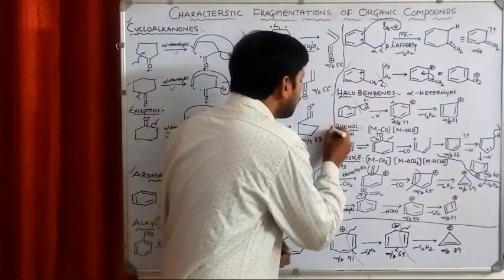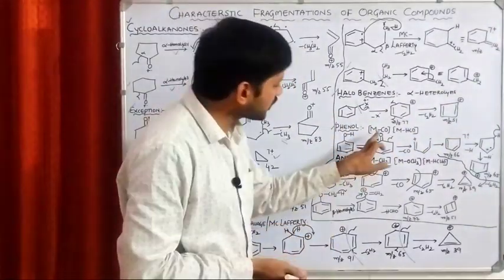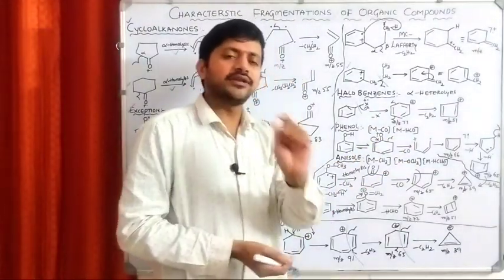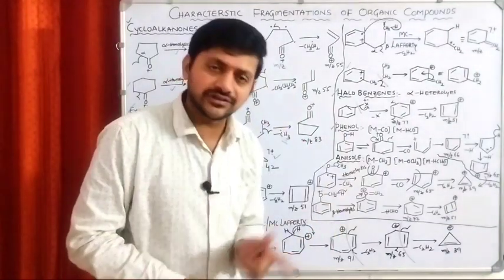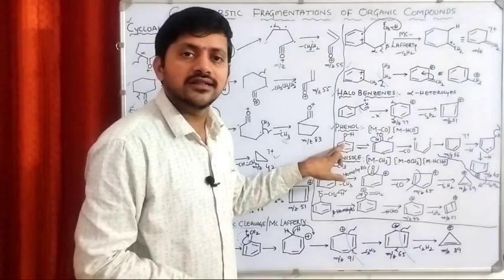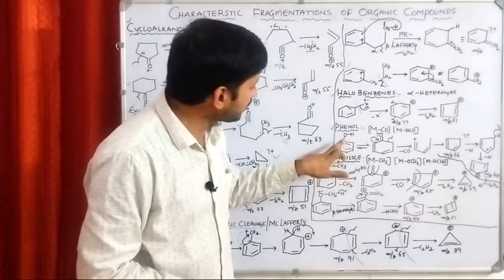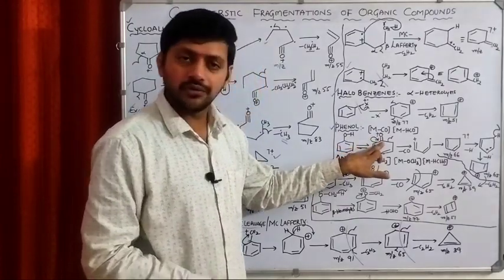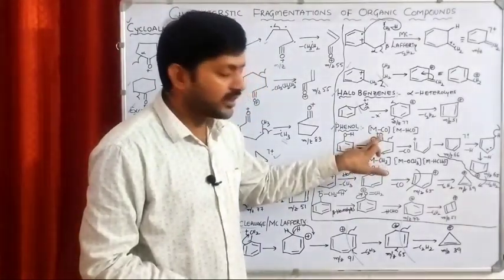Next, in case of phenols. Phenols, what are the peaks? M minus CO and M minus HCO. Elimination of CO and elimination of HCO. See how this situation takes place. Phenol is involved in keto-enol tautomerism. That's why the enol group is converted into keto. We have created the molecular ion here.